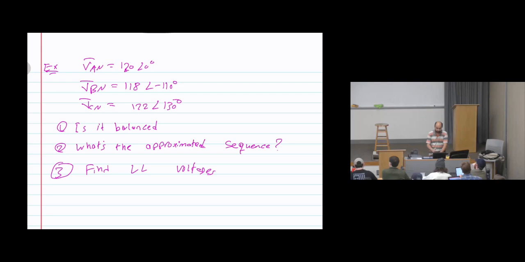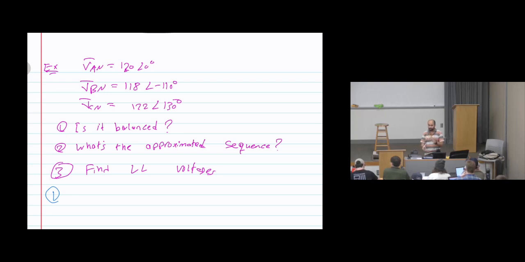So the first question is, is it balanced? And of course, we need to justify. Not only say balanced or unbalanced, but you need to justify it. So let's start with the first one. Before saying is it balanced or not, what do we know about the balanced system? We need to have three conditions. First condition, same magnitudes. Second condition, same loads. Third condition, phase shift 120 degrees, right?